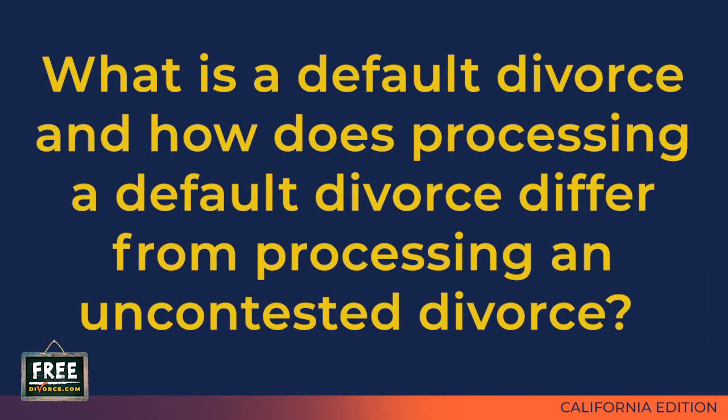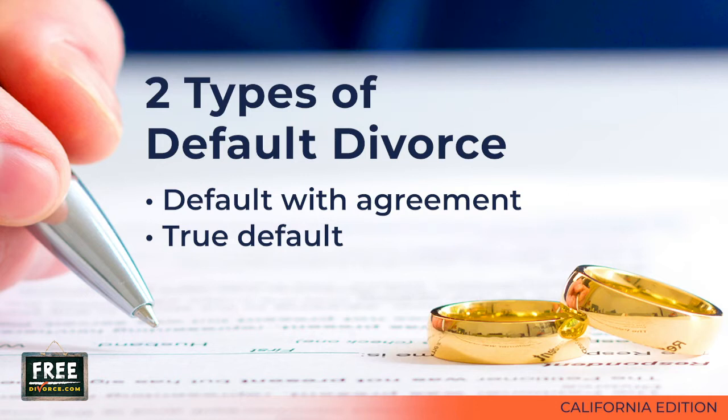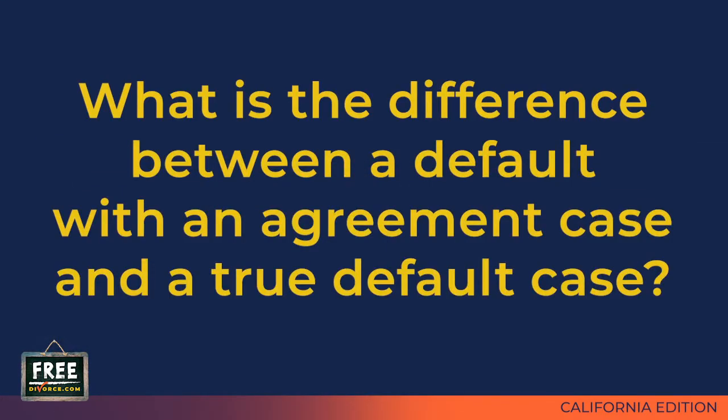What is a default divorce, and how does processing a default divorce differ from processing an uncontested divorce? A default divorce is different from an uncontested divorce. There are two types of default divorces, and the two types are processed in different ways. The first type of default case is called default with an agreement. The second type of default case is called a true default.